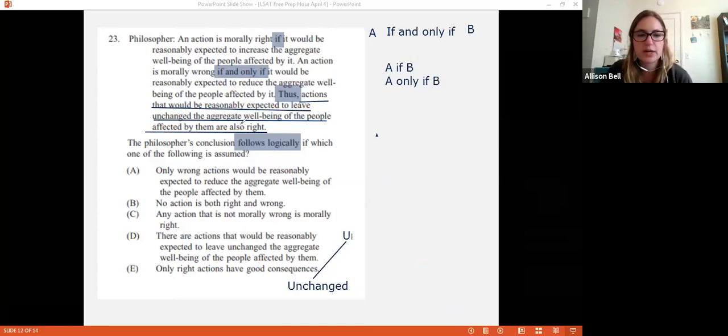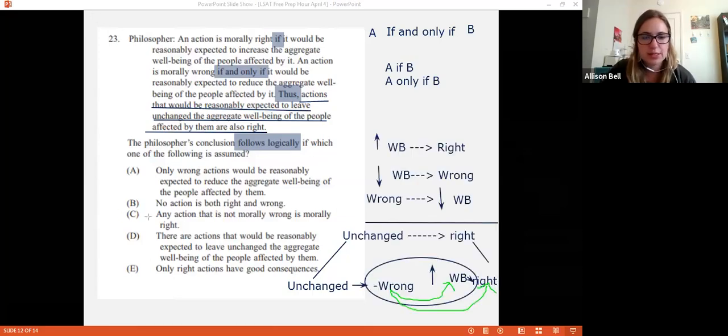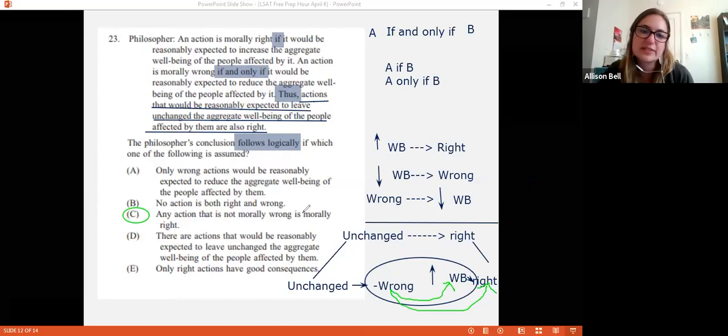So our chain of logic leads us to answer choice C, which would give us this second option for proving the argument. If it's not wrong, then it's right. So any action that is not morally wrong is morally right. If we were to plug that in, that would sort of fill the void of this argument where it's wrong or right, but what if it's in the middle? This clarifies, if it's in the middle, then it's morally right. So this is going to be our correct answer.